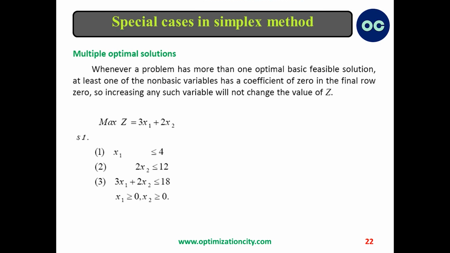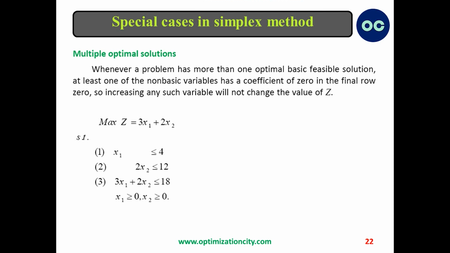If the problem has more than one optimal solution, at least one of the non-basic variables will have a coefficient of 0 in the final row 0 of the simplex method. This means that increasing any such variable will not change the value of z. Therefore, we can identify the other optimal solution by performing an additional iteration of the simplex method, each time selecting a non-basic variable with a 0 coefficient as the entering basic variable.